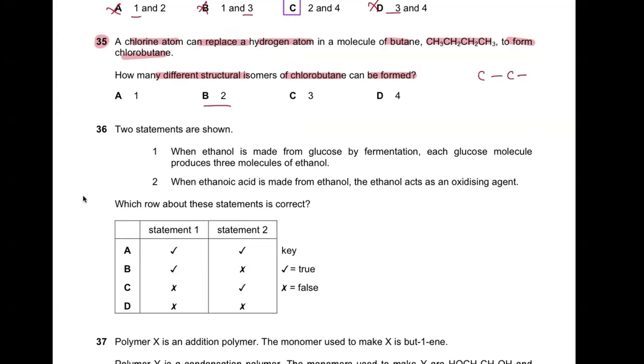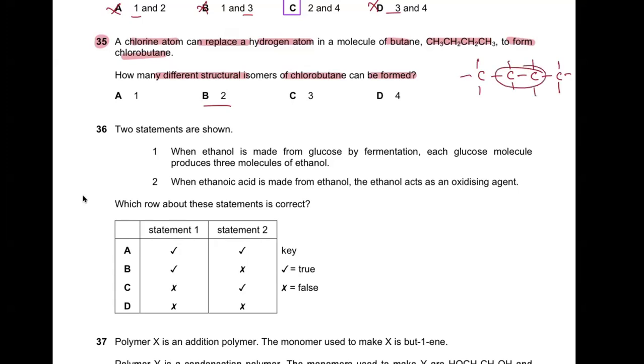See, there are 4 carbons. So if the chlorine gets on this carbon or this carbon, it is going to be the same thing. And then the chlorine either gets on this carbon or this carbon. So the one possibility is that the chlorine is on the first carbon. So that is the first carbon and that is the first carbon. Or otherwise chlorine gets on the second carbon.